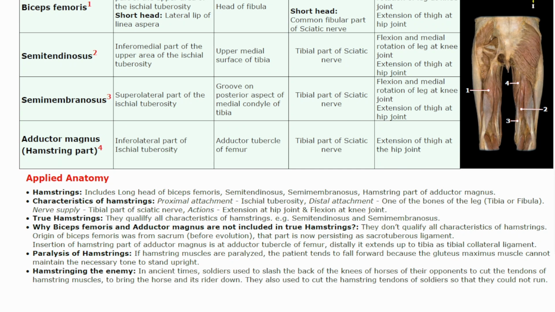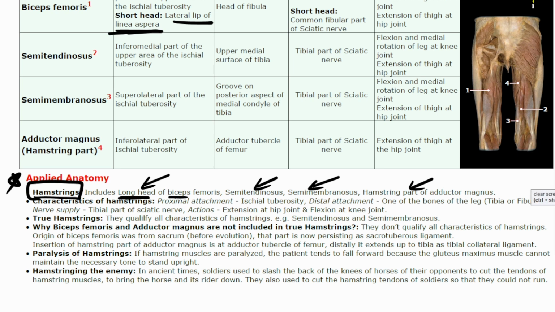Okay, then applied anatomy of this topic, we discussed what is hamstrings. Okay, hamstrings includes the long head of biceps femoris, semitendinosus, semimembranosus, and the hamstring part of adductor magnus. Okay, all these muscles are included in hamstrings. So biceps femoris, only the long head is included. Okay, the short head of the biceps femoris, if you see, it is arising from the linea aspera, a part of the femur. Okay, remaining all muscles are arising from the ischial tuberosity.